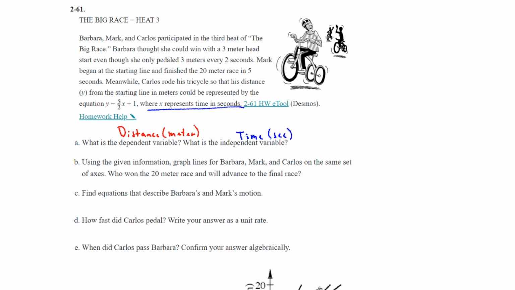B, using the given information, graph lines for Barbara, Mark, Carlos on the same set of axes, and who won the 20-meter race and will advance to the final race. And so we could have graphed these, and I have a graph below. C also says find the equations that describe Barbara's and Mark's motion. So we can do these kind of in whatever order we want.